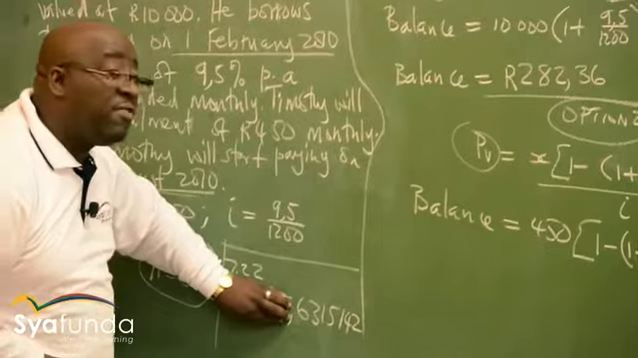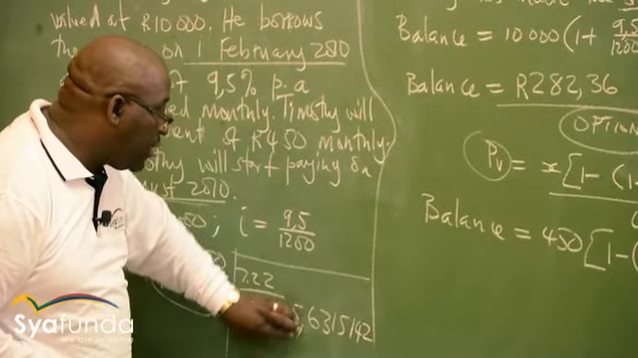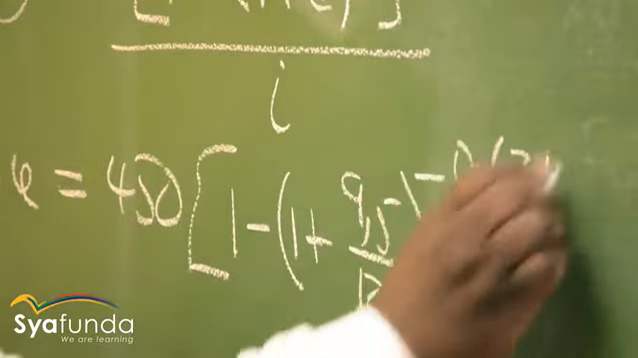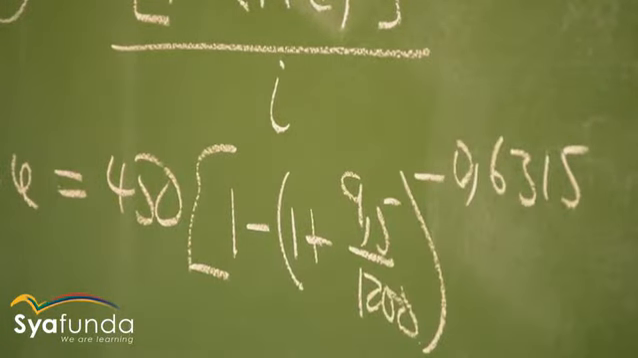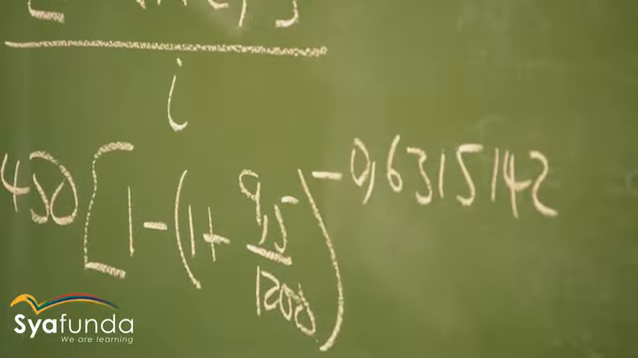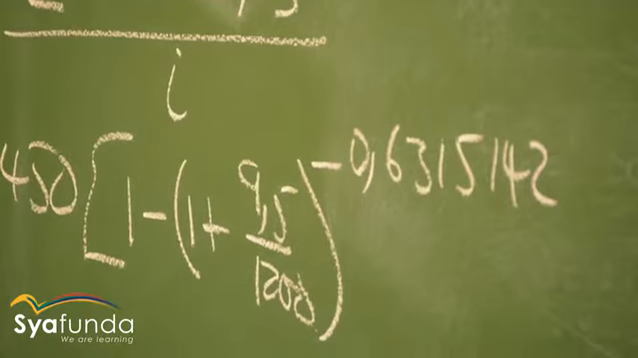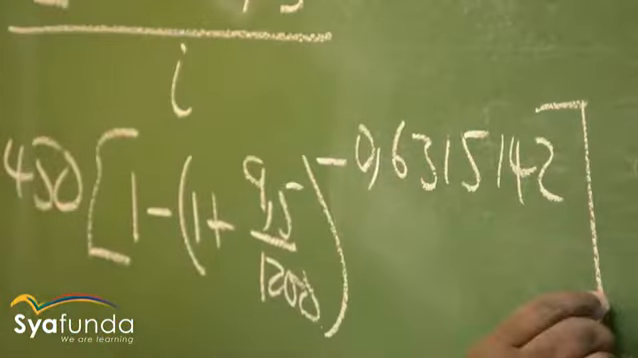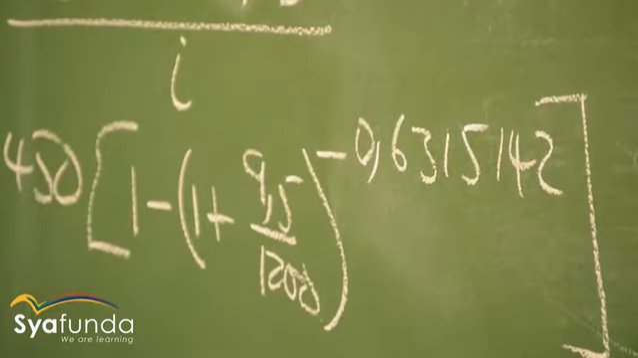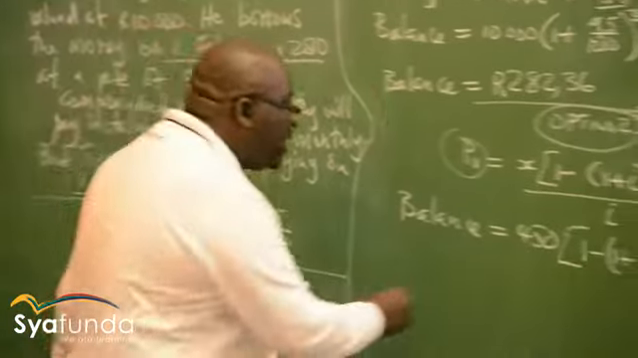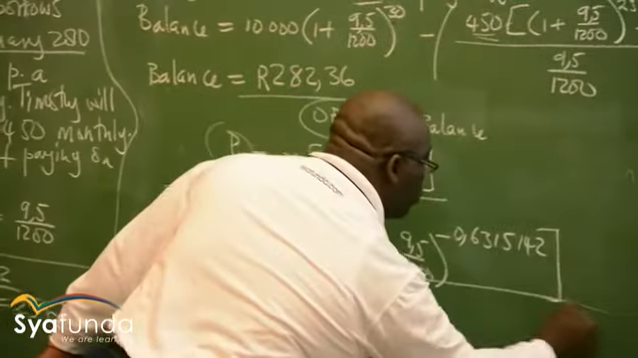He has paid the 25 installments. He owes 0.6315142. You don't round off in this particular case. You only round off at the end when it comes to financial maths. That's what he owes, because he has paid the other 25. He only owes the 0.6. Right. Remember, this is all over i.